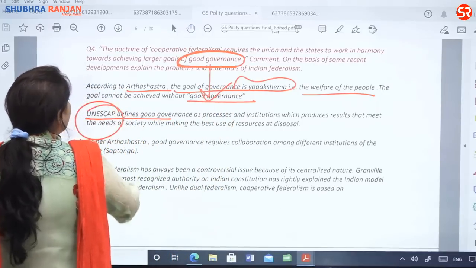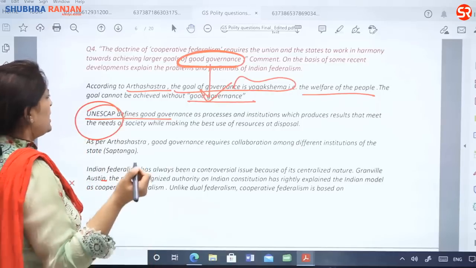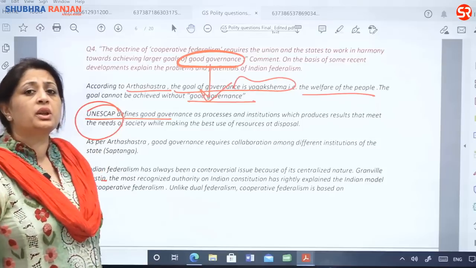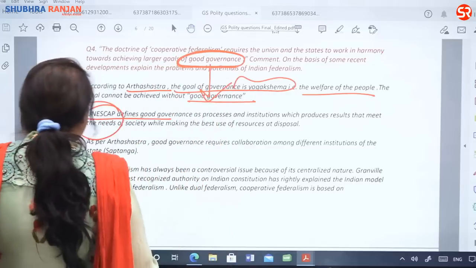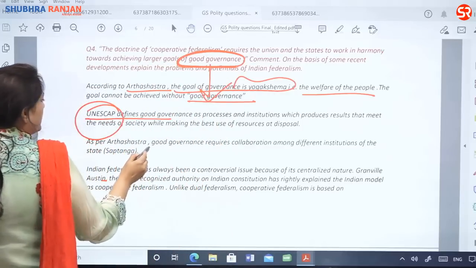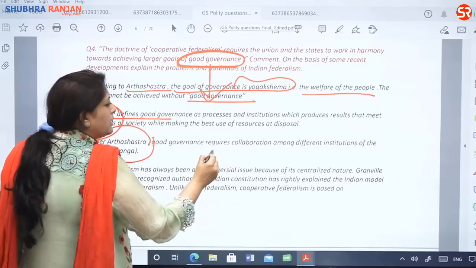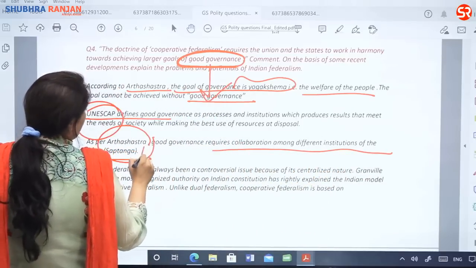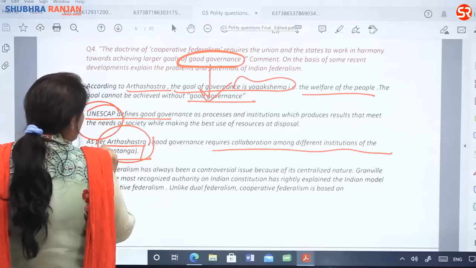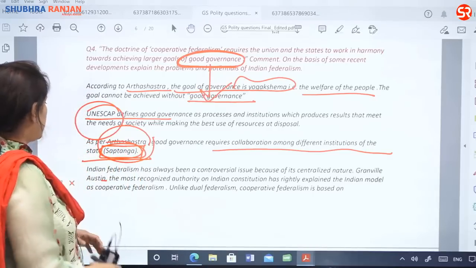I have given this definition. You can give any definition of good governance. The best is, whenever the question comes on governance, try to quote from Arthashastra. As per Arthashastra, good governance requires collaboration among different institutions of the state. The students of political science or public administration must be knowing about the Saptanga concept.